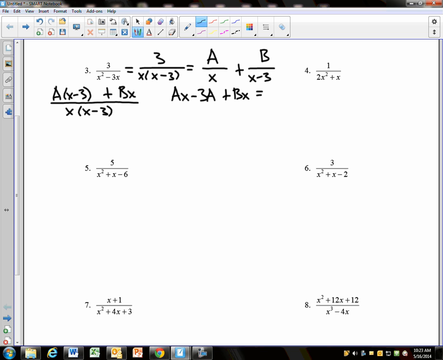How many x's do we have? No, we have 0 x's. How many constants do we have? We have 3. We have 0 for our x's up top here, and we have 3 for our constant, right? So would you agree that ax plus bx has to end up to be 0x? Or a plus b has to be 0?